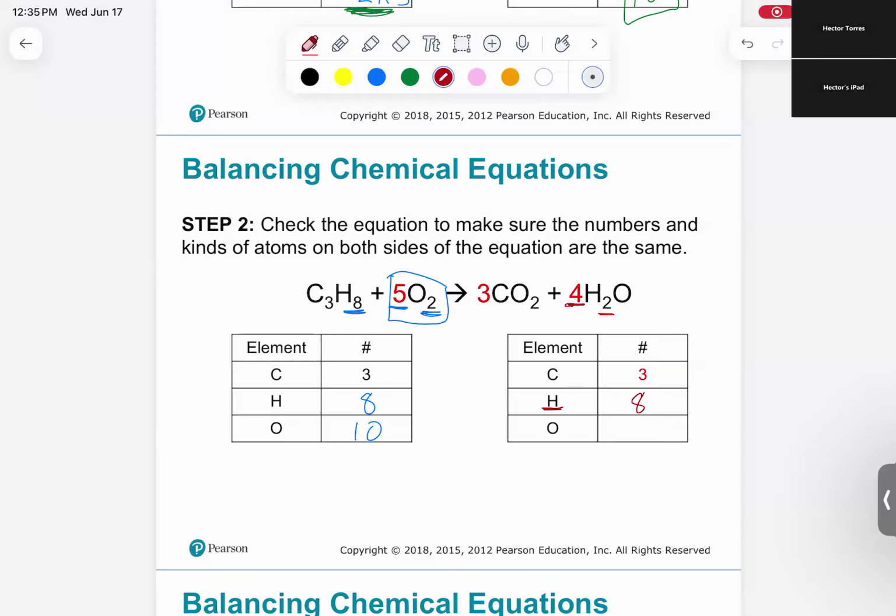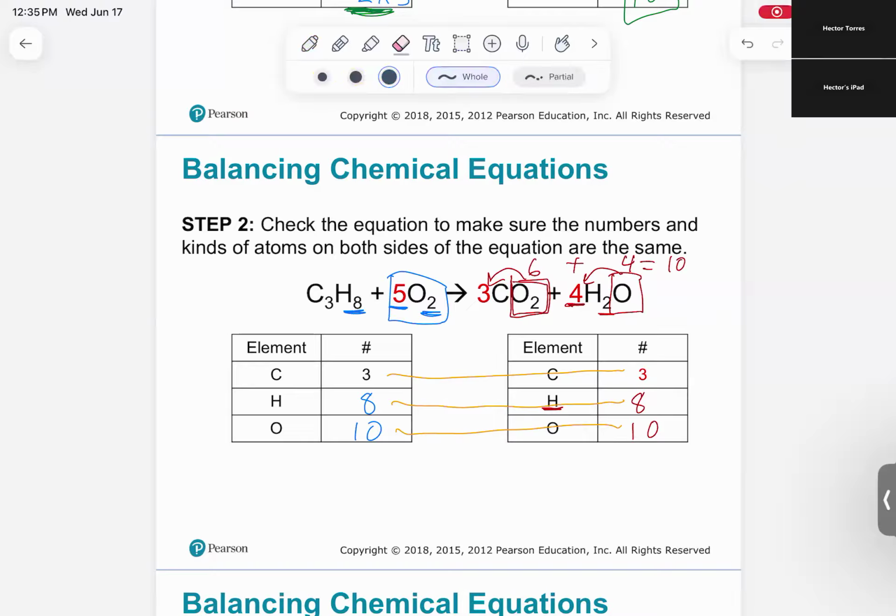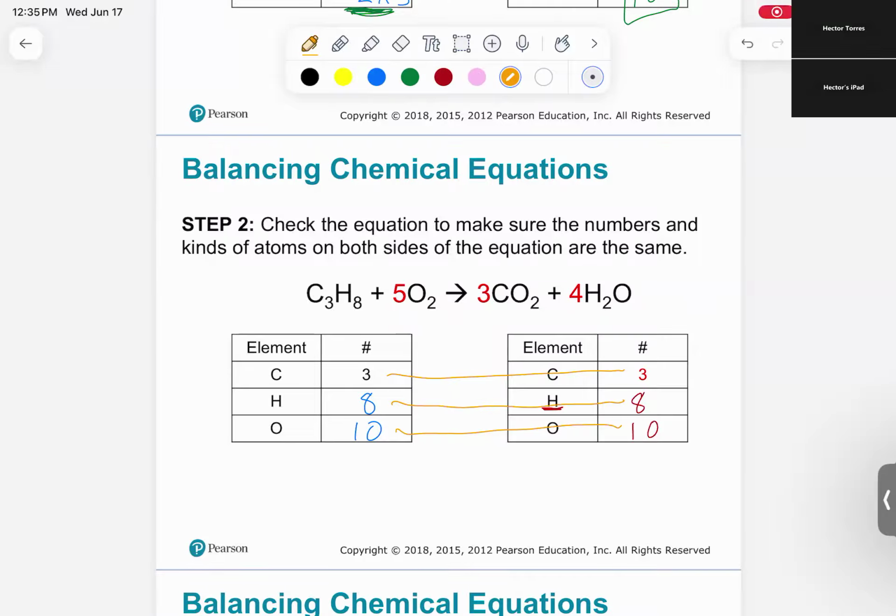And for oxygen, I have this oxygen and this oxygen. This one we're going to times by 4, so there's going to be 4 oxygens here. And this oxygen, there's 2 of them already, and then we times it by 3, so there's 6 here. If we add those together, I have 10. So 10 oxygens. If we check them, 3 and 3, 8 and 8, 10 and 10. So this is a balanced equation. We've added the correct amount of coefficients to have the same amount of each atom on both the products and the reactant side. So this is a balanced equation.